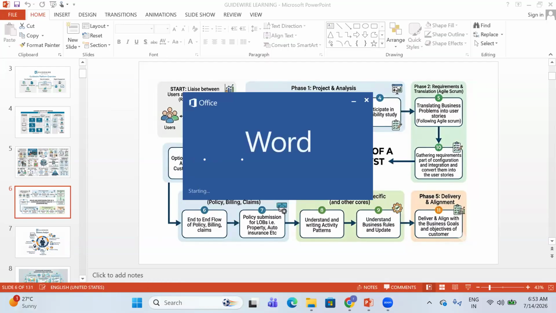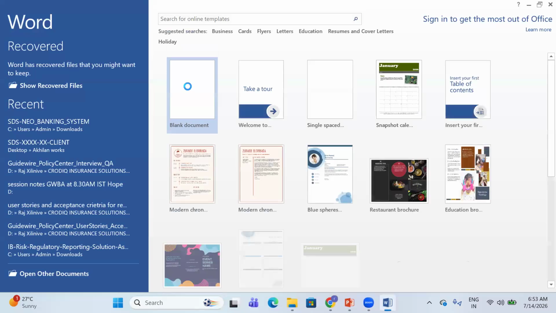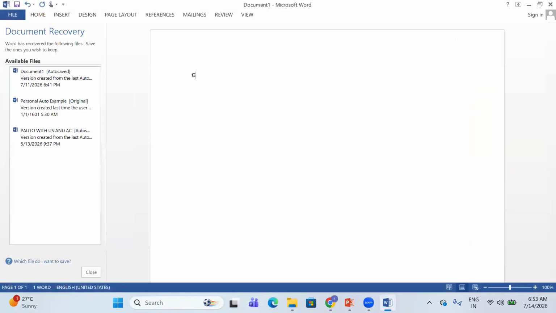because Guidewire as a product by itself is a P&C insurance based product, which has three modules. One is PolicyCenter, second is ClaimCenter, third is BillingCenter.